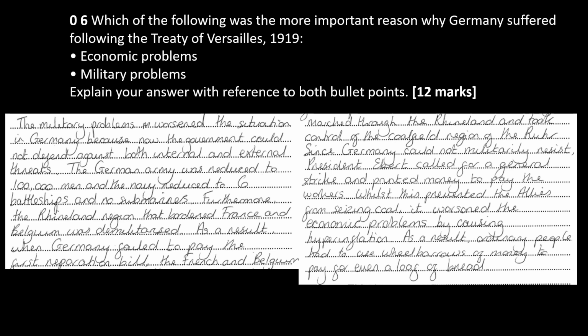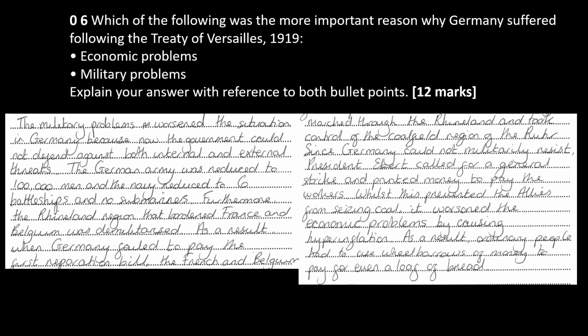Since Germany could not militarily resist, President Ebert called for a general strike and printed money to pay the workers. Whilst this prevented the Allies from seizing coal, it worsened the economic problems by causing hyperinflation. As a result, ordinary people had to use wheelbarrows of money to pay for even a loaf of bread.